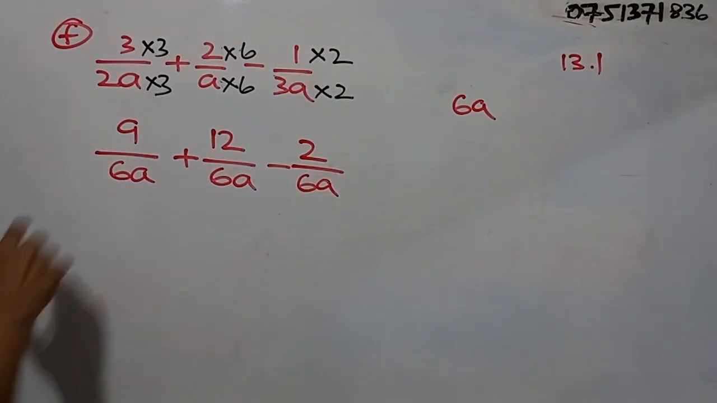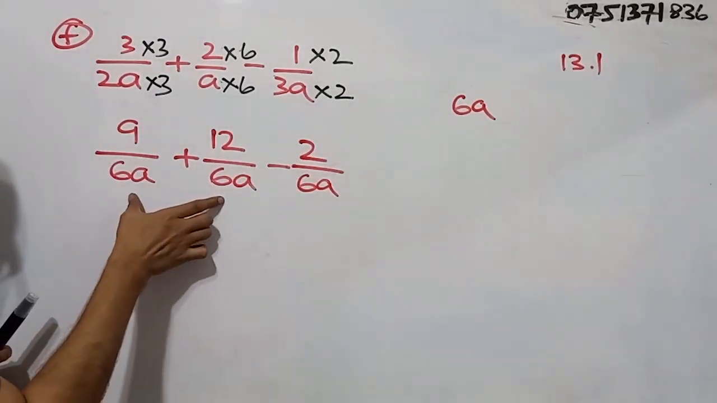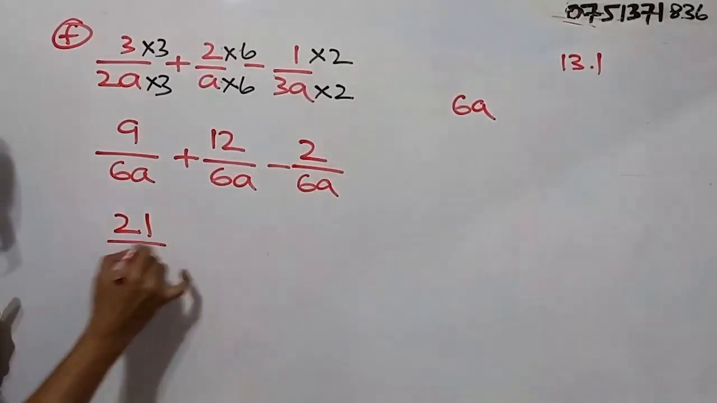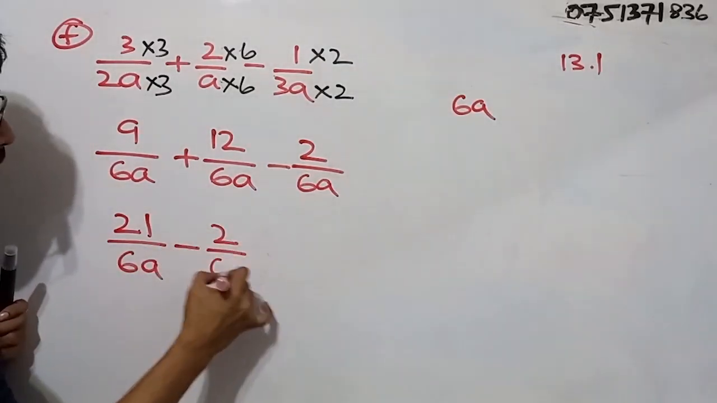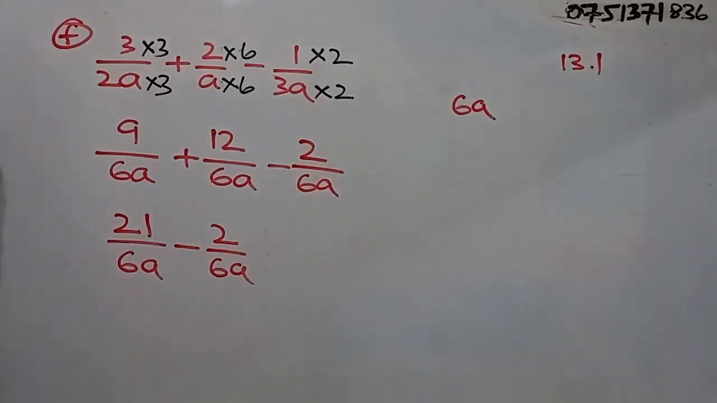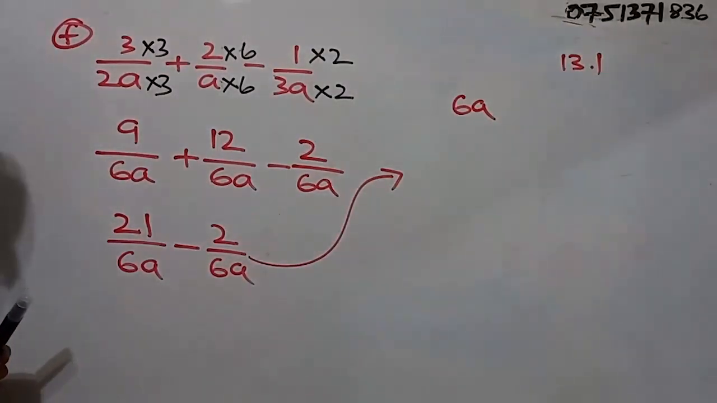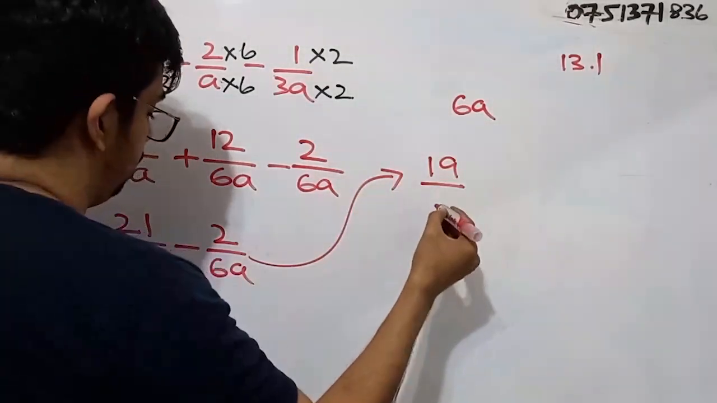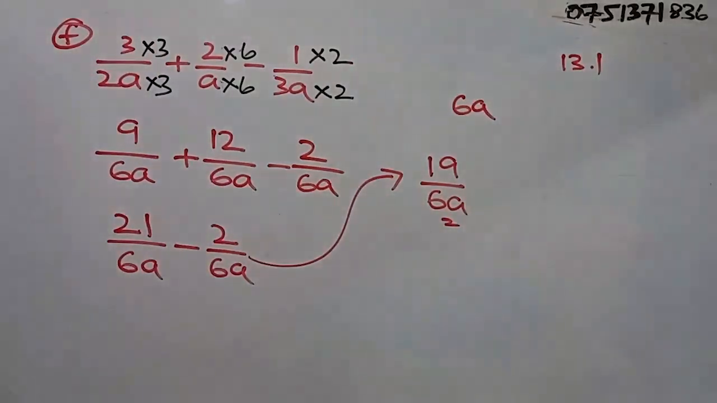Okay. Now we have to follow the BODMAS rule. So first of all we need to simplify these two fractions. So 9 plus 12, what do we get? 21 by 6a minus 2 by 6a. Then we have to do this subtraction. So 21 minus 2 means what? 19, and the denominator will be what? 6a. So the answer is 19 by 6a.